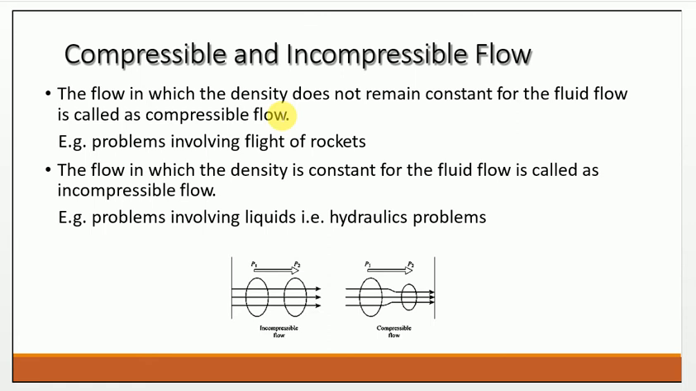Incompressible flow is the flow which cannot be compressed. The flow in which the density is constant for the fluid flow is called an incompressible flow. So the density will not vary; it's constant. For a compressible flow, if you keep compressing the air, the density will keep increasing, because density equals mass by volume. Even if the mass remains the same, if the volume gets reduced, the density increases. So we call it a compressible flow.